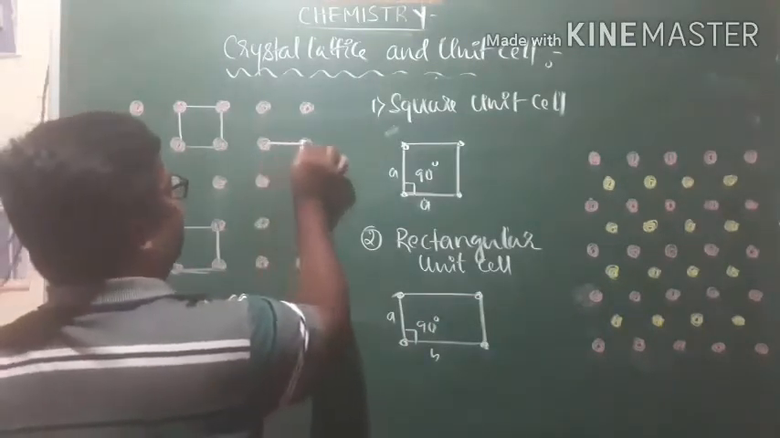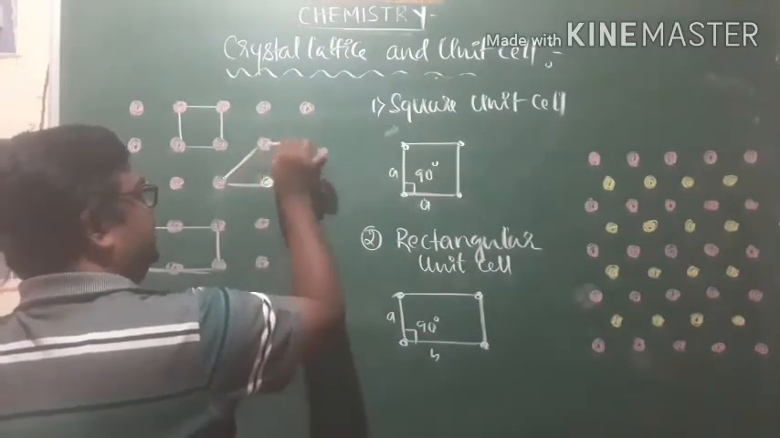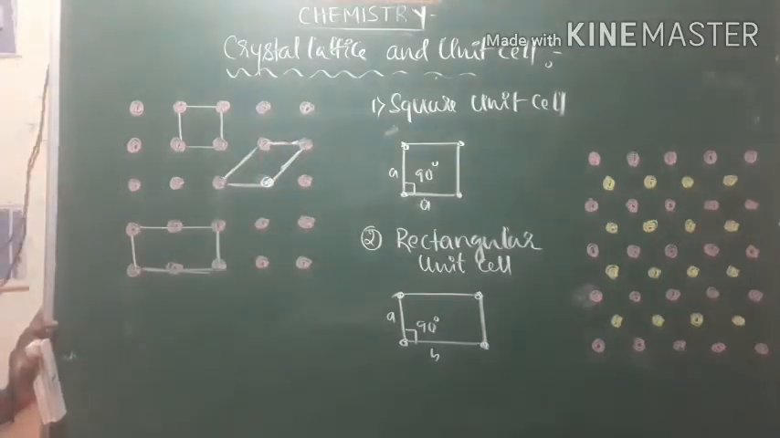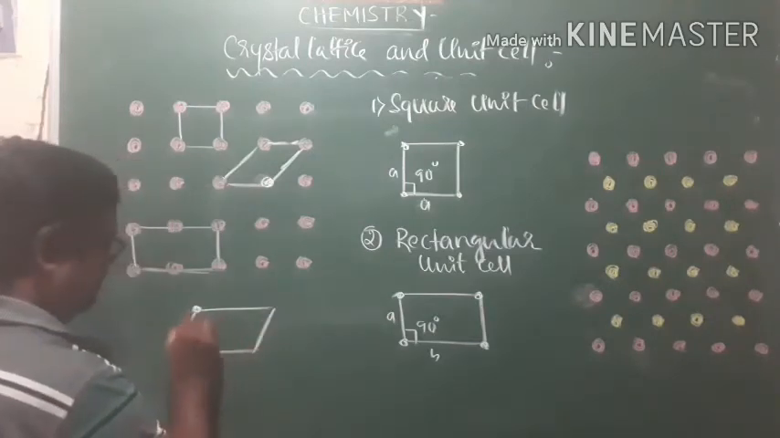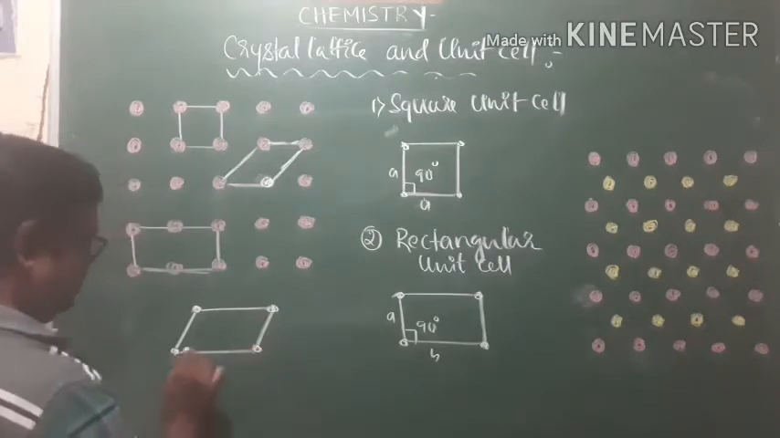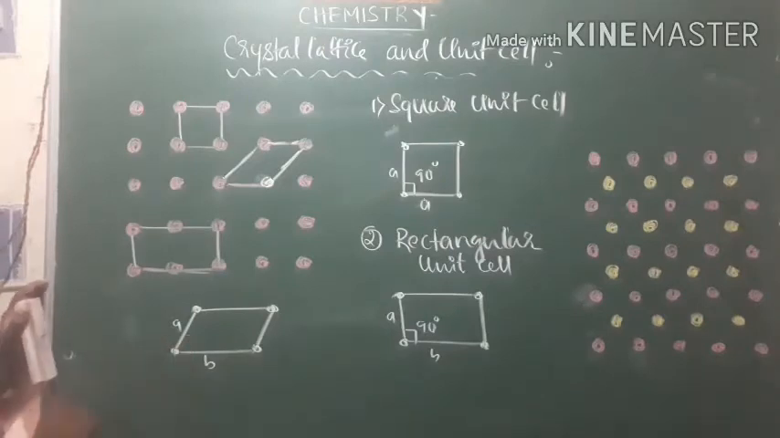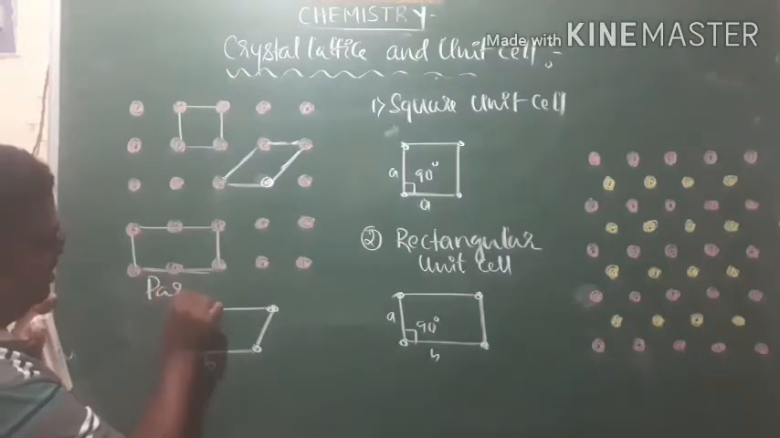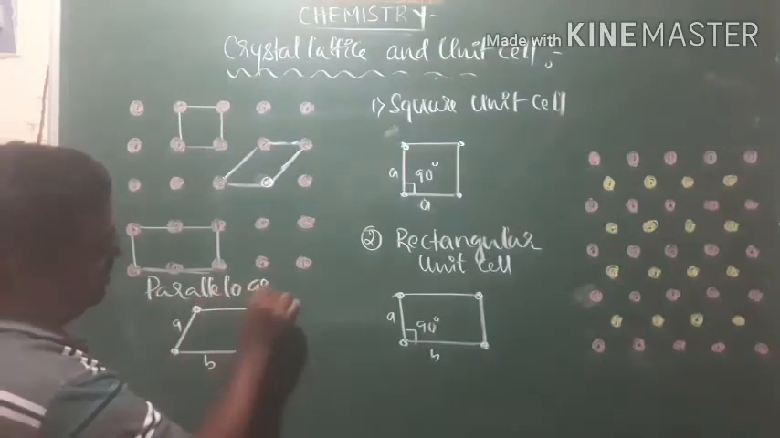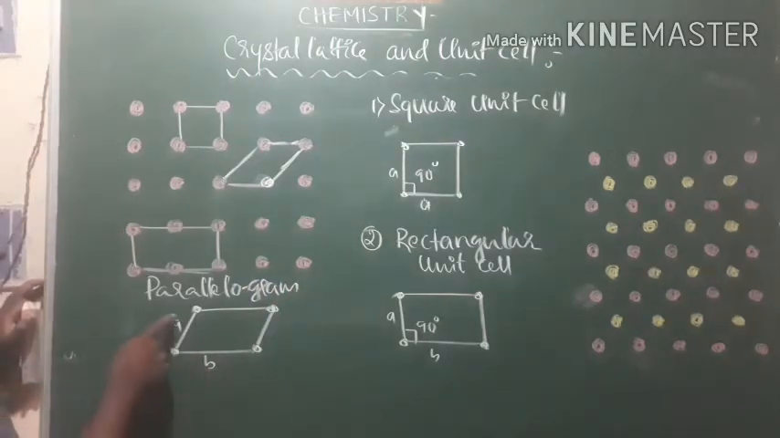Apart from that, you can have one more unit cell of this type. Look at this. This is another possible unit cell in the two-dimensional lattice, with side A and side B. This is called the parallelogram unit cell. Here the two sides have different lengths and it can be any angle.